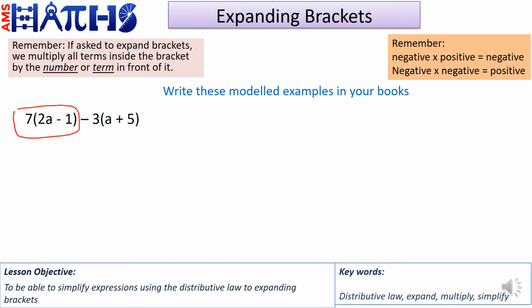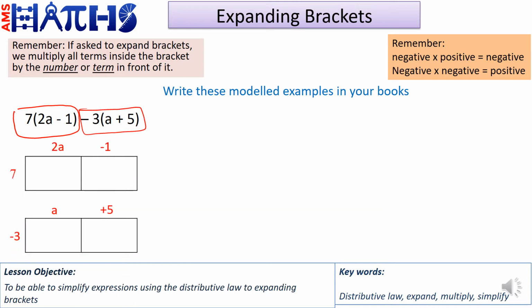So that's our first one, and then our second. So we will set up our grid, and then we will multiply. So 7 times 2a will give us 14a, and 7 times minus 1 will give us minus 7. So we end up with 14a minus 7.